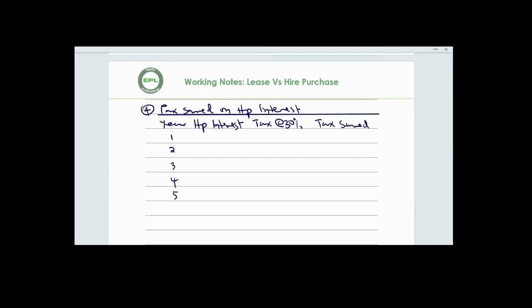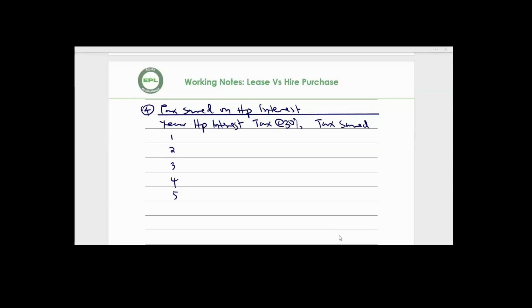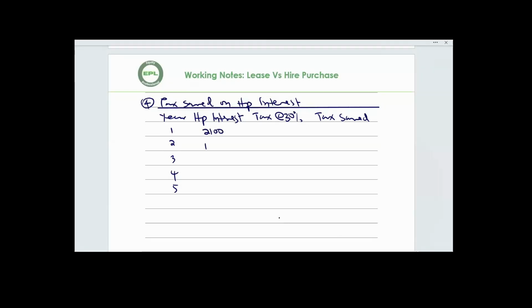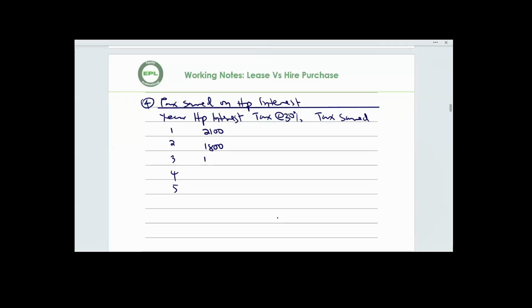The HP interest for the first year, according to the question, is 2,100. Year 2 is 1,800. Then year 3, 1,400, then 1,000, then 700. So 30% of 2,100, multiplied by 0.3, that's 630.